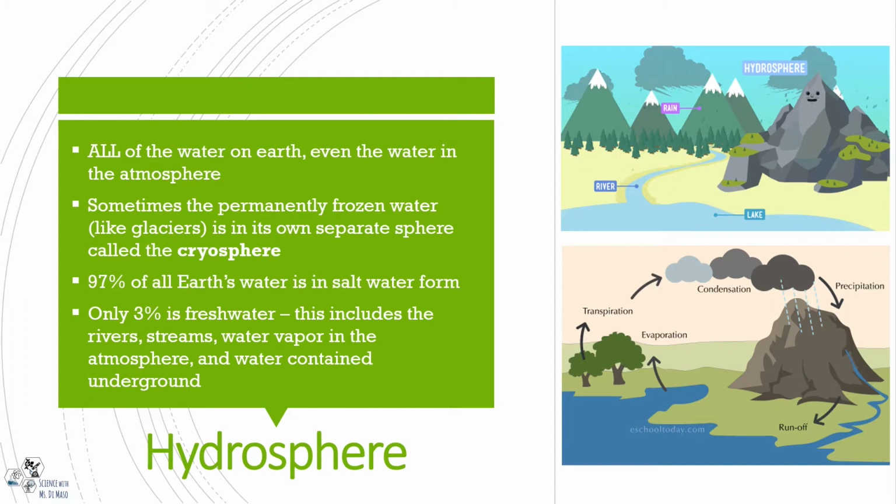But really we're talking all about water still, so it's all still part of the hydrosphere. Now, something interesting is that 97% of all the water on the Earth is in saltwater form. Only 3% is fresh water. So that means all the water that we use to drink, all the water that every living thing uses to live, is only 3% of the water on Earth. We can find it in rivers and streams. We can find it in the water vapor in the atmosphere. We can also find it in what's called groundwater. This is water that has seeped under the ground, and it's located in different caverns or areas there.